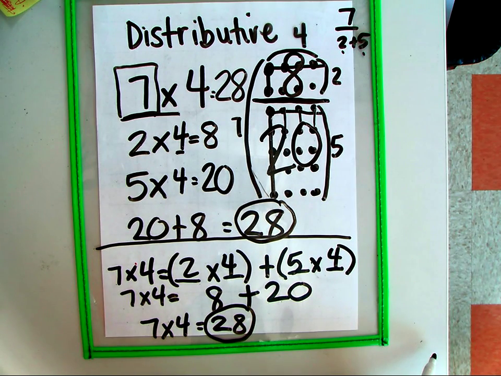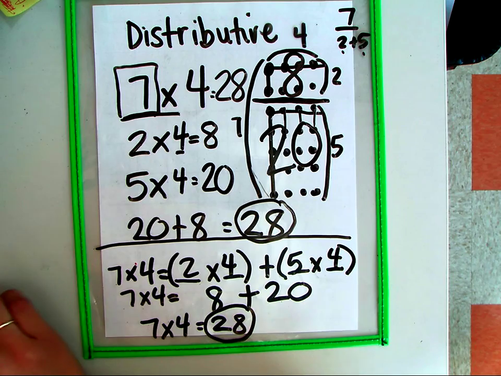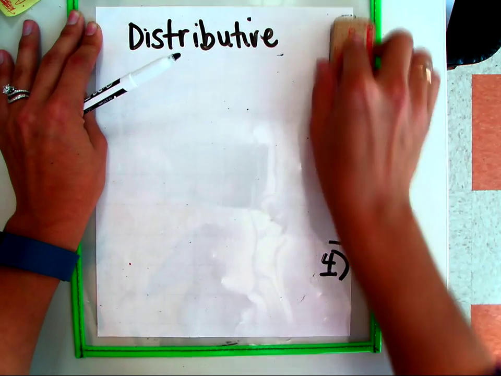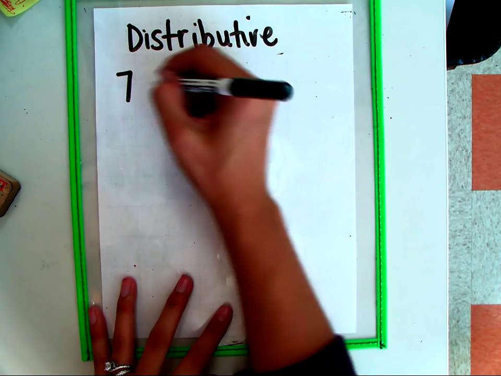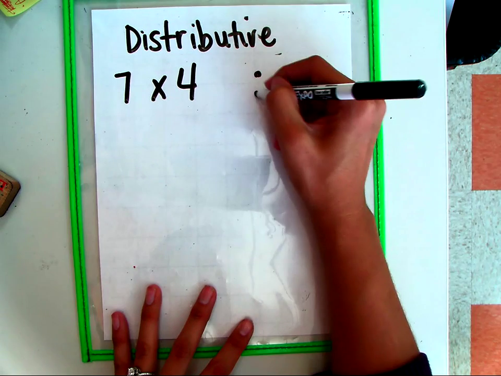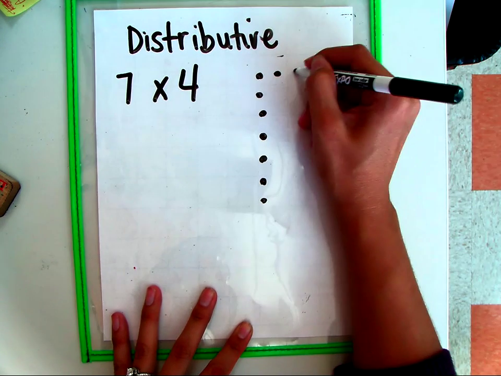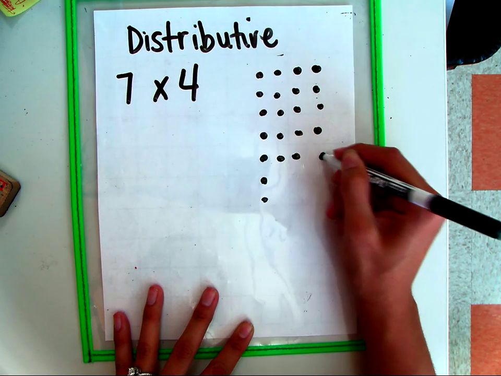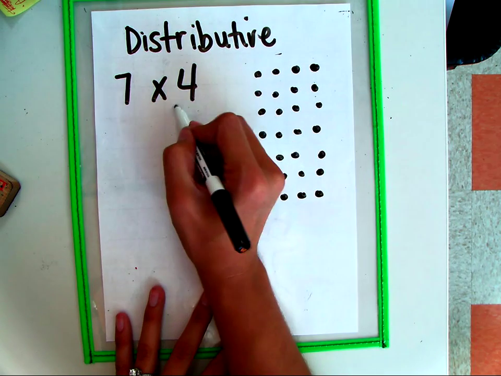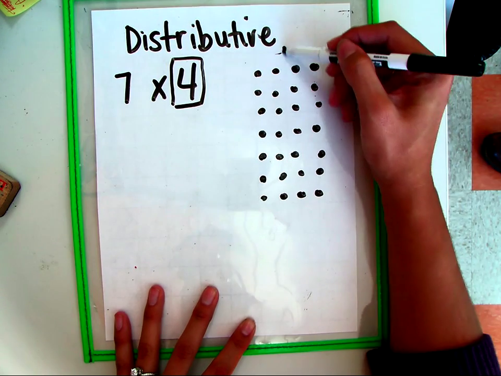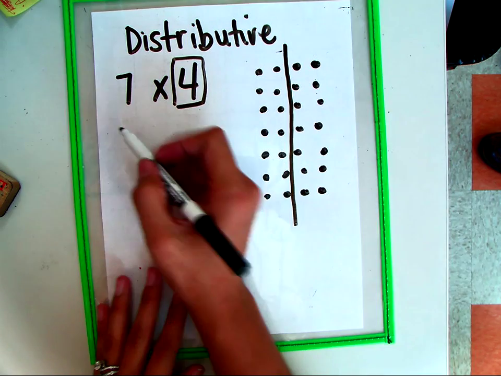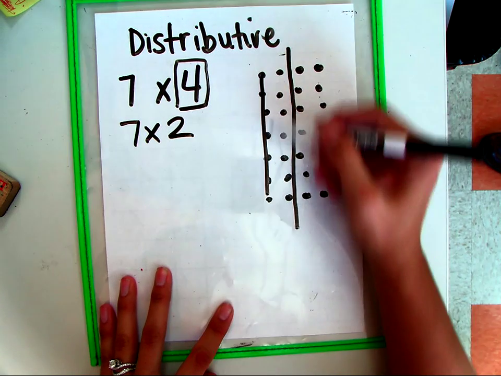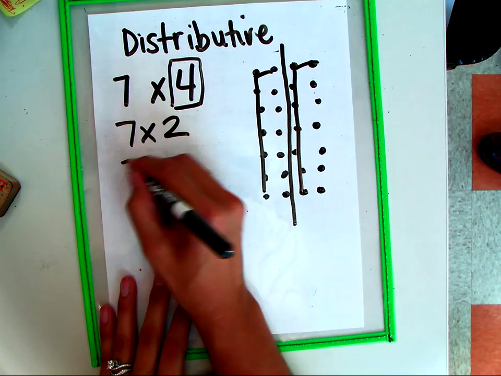All I'm doing is breaking up facts. If I do this the other way, my fact was 7 times 4. I can also break up the other factor. It doesn't matter which factor I break up. If I want to break up the 4, I could break that into 2 and 2. So I now have 7 times 2, and I have 7 times 2.